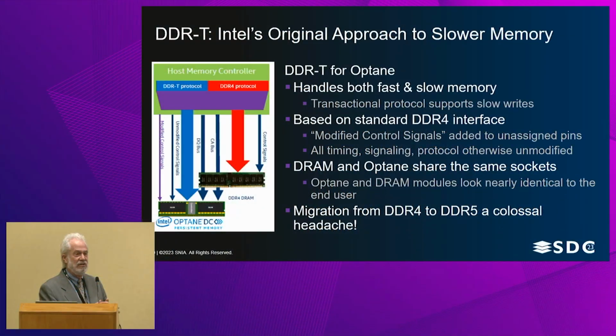If you had 2 sockets per channel for your memory channels, then you could put in DRAM in one socket and Optane in the other, which was what they recommended for their users to do. But the trouble is that every time that JEDEC would come up with a new DDR interface, then Intel would have to follow it with a redesign of DDRT to support this. So that was a big headache for them.